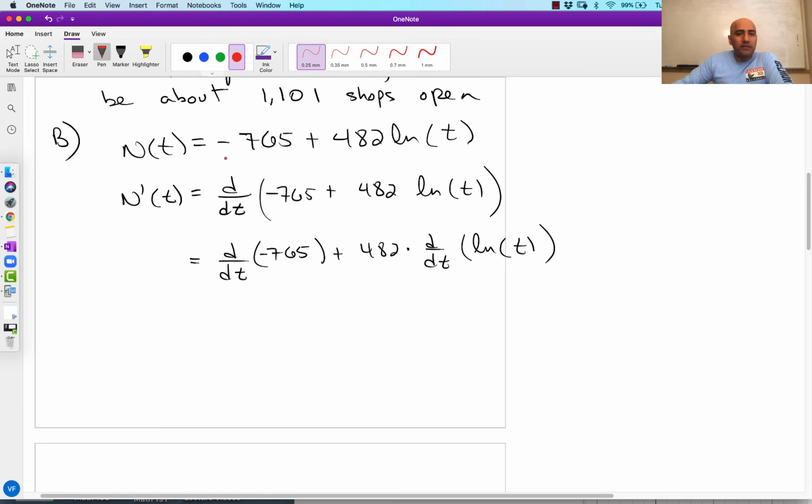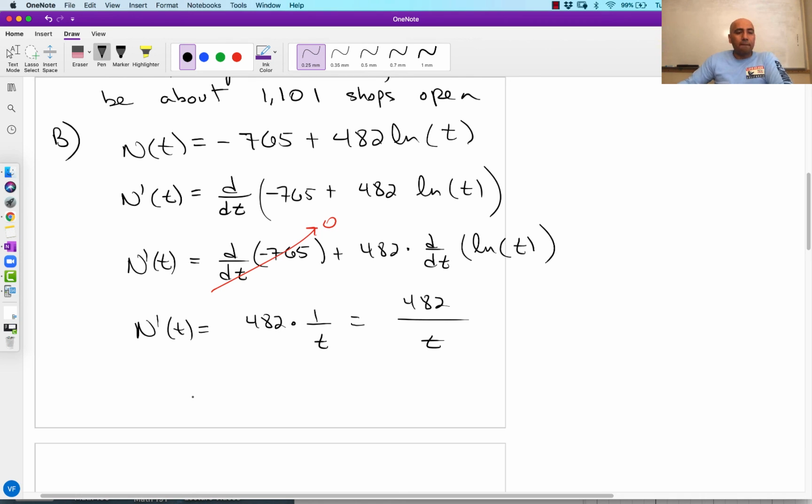Okay, well, we know that this derivative is going to be 0. It's the derivative of a constant. And we know that the derivative of ln of t is just going to be 1 over t. So that makes life easier. We get N prime of t equals 0, and then this will just become 482 times 1 over t. So we can just simplify that as 482 divided by t is the derivative.